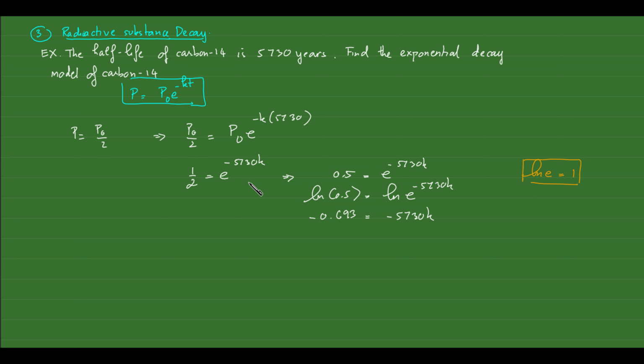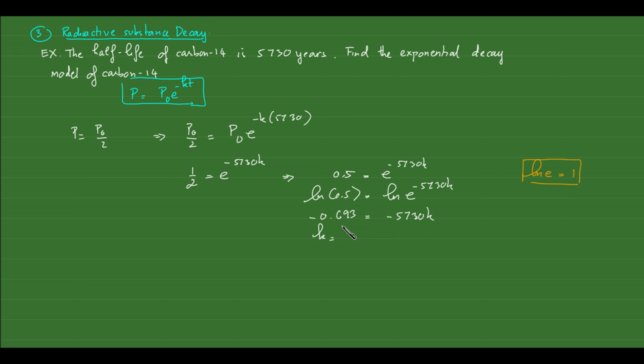Alright, so over here I'm going to solve for k. Your k will be divided by 5730. Oops, I calculated wrong. Okay, divide by 5730, which is 1.209.